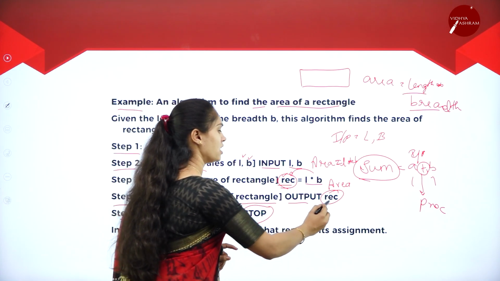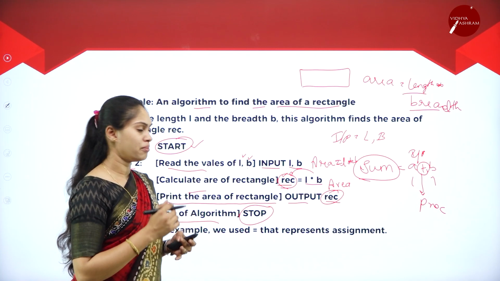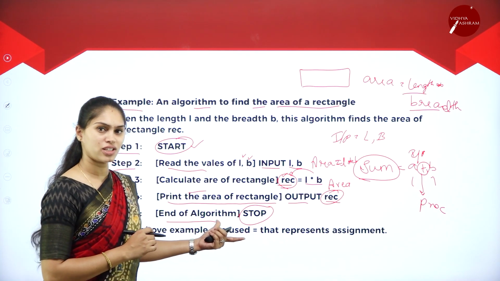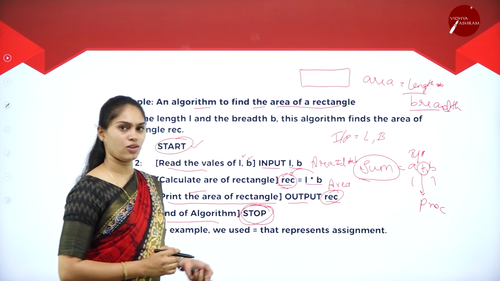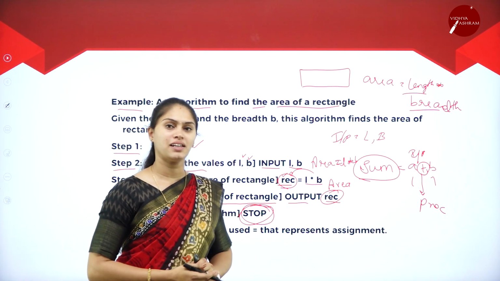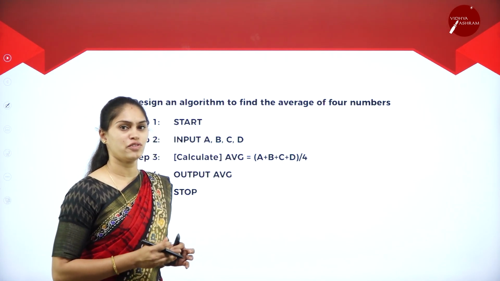What is the output? That is rectangle, which consists of the value of L and B multiplied. Then end of an algorithm. How to show the end of an algorithm? That is stop. So this is how we are going to write an algorithm in order to understand or solve any problem.